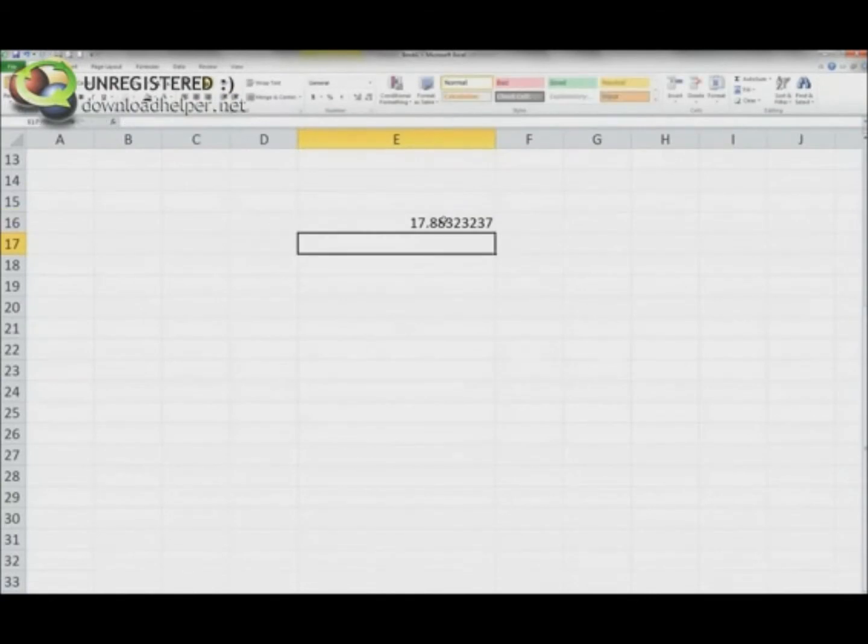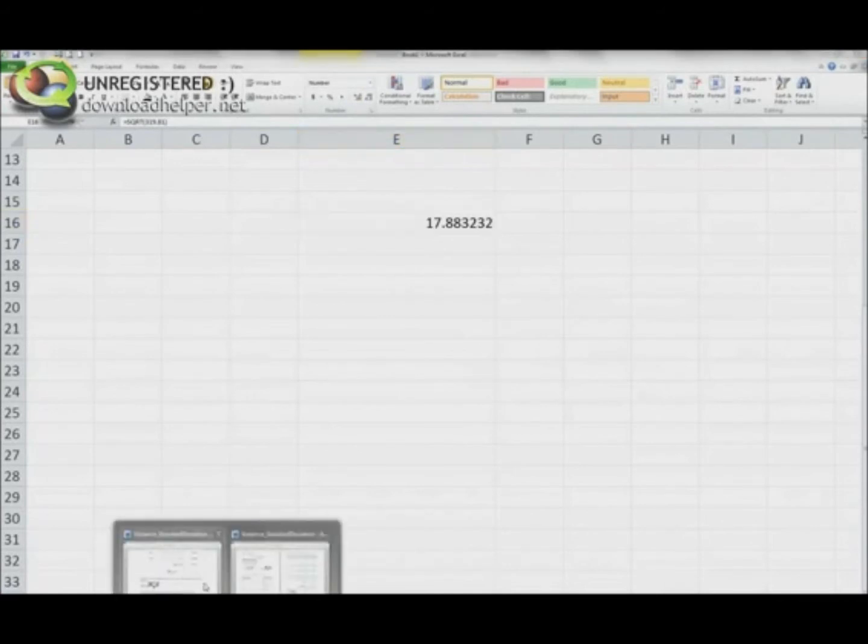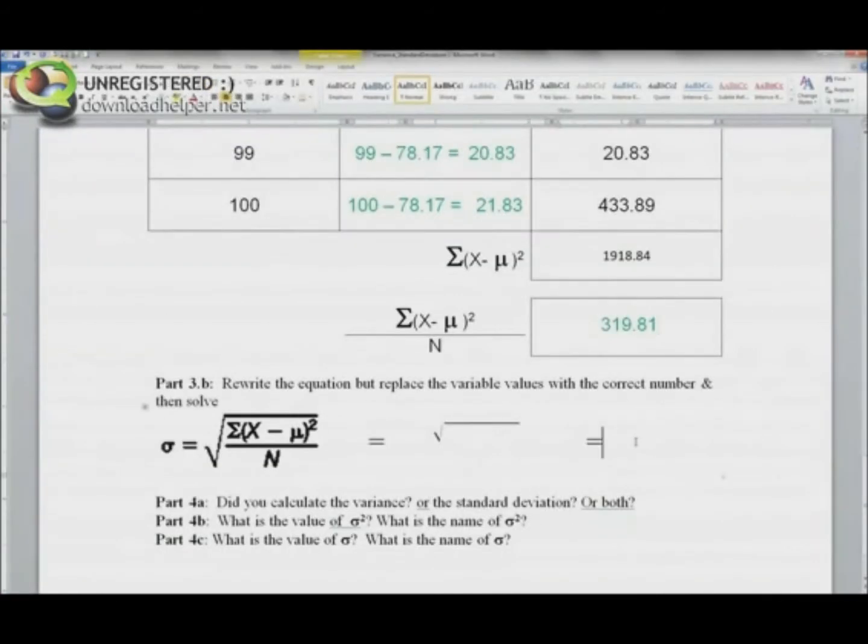Okay, now, here again, I'm just going to emphasize this point one more time. This is what your calculator knows, even if it is showing you only that. So I'm going to type it in, and that is 17.88, my standard deviation. So did you calculate the variance or the standard deviation or both?